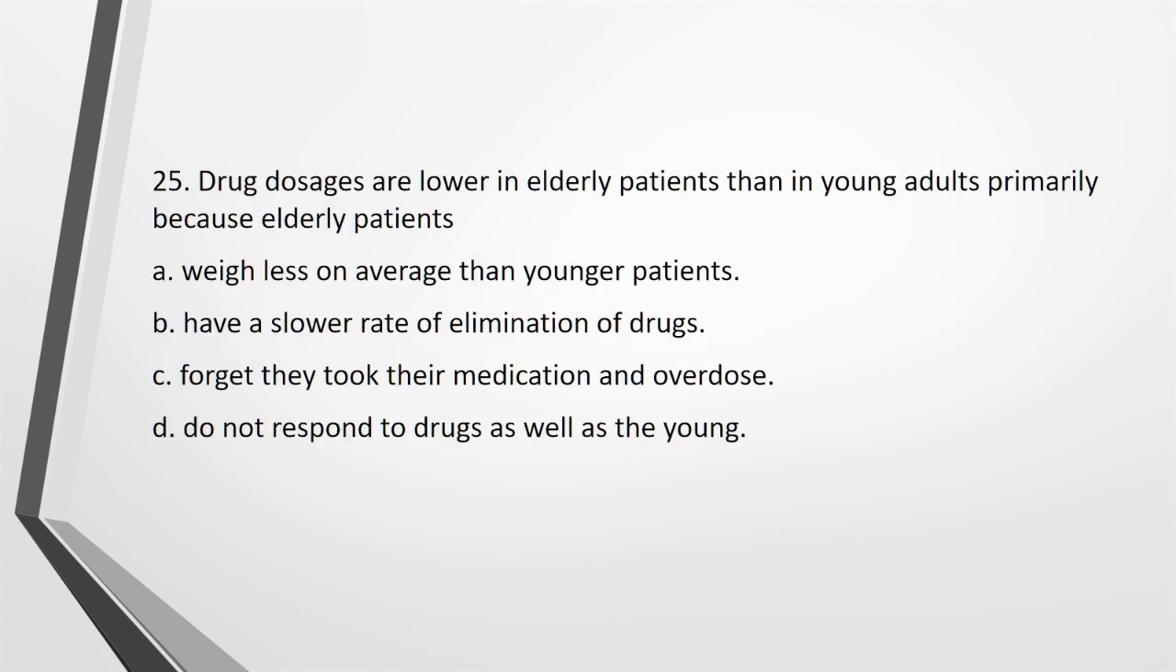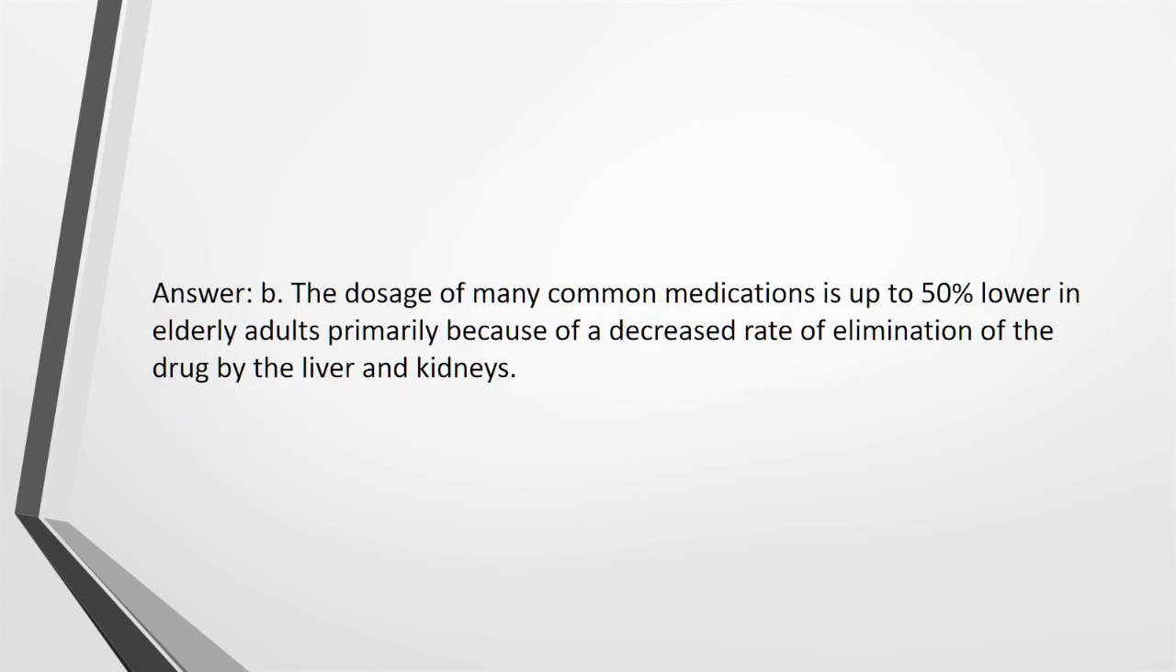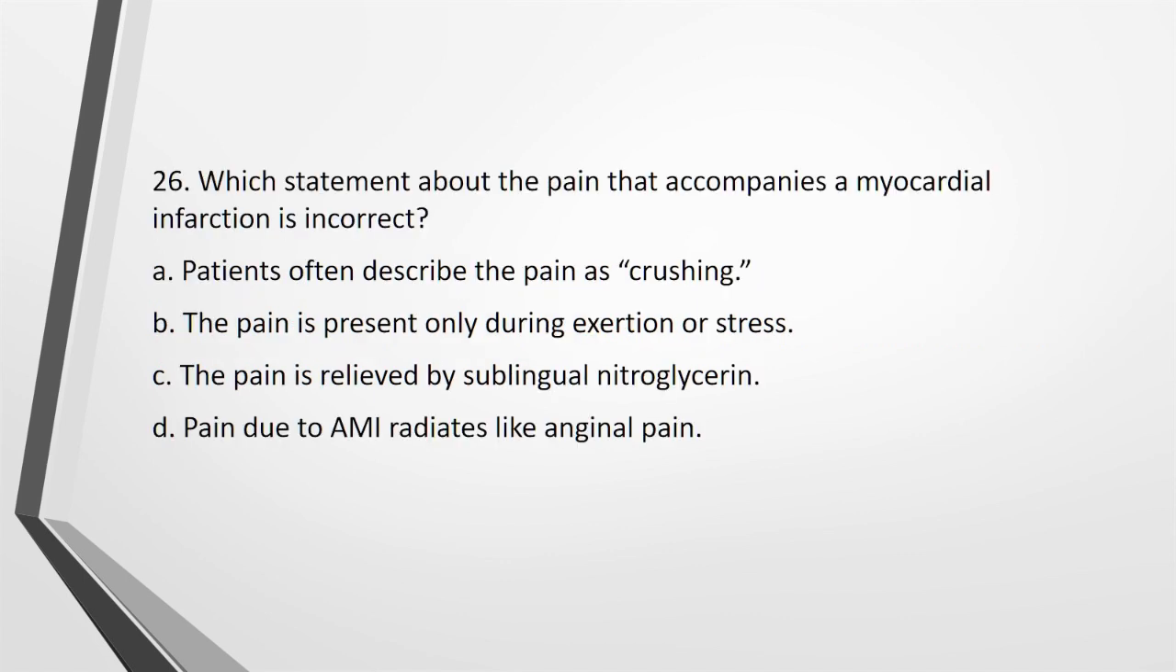25. Drug dosages are lower in elderly patients than in young adults, primarily because elderly patients. Answer: B. The dosage of many common medications is up to 50% lower in elderly adults, primarily because of a decreased rate of elimination of the drug by the liver and kidneys.